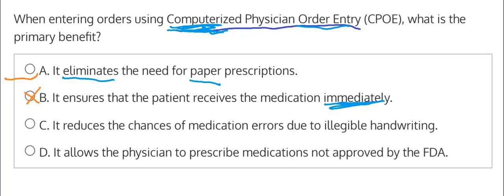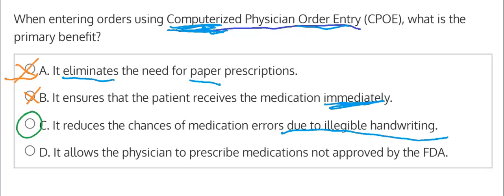There are some emergency situations, maybe if there's a worldwide computer outage, let's say, or if a patient really does need something very stat and we don't have the time to go through with the computerized. There are always some sort of an exception. So although you might have been stuck between A and C, C is actually the better option because that is something saying that it reduces the errors due to illegible handwriting. There's really no loophole in that. That's always true. If you're putting in the computer, you're not handwriting as you would on paper. So we could go with option C, and now we could go back to option A and eliminate that.